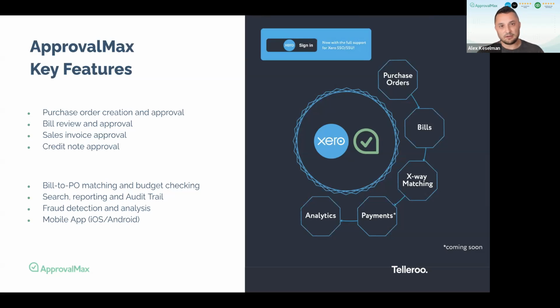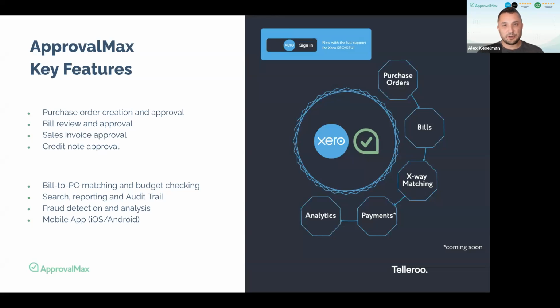Things like budget checking, which will allow your approvers to compare in real time the budgets that you keep in your Xero budget manager against the bills and purchase orders they see in the ApprovalMax account. So they can see what the remaining balance is, what the impact of the document that they're approving right now would be, and what the status of that is.